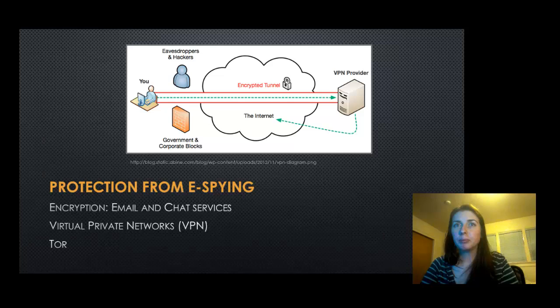Of course, the best way to protect your information is through encryption. It is always good practice to encrypt your email and chats. Another option is using a virtual private network. VPNs are protected and encrypted networks created on top of the internet. This allows you to transport information across the internet safely.